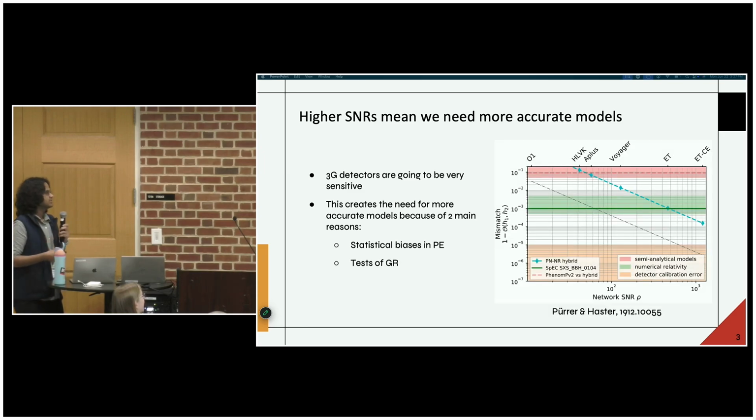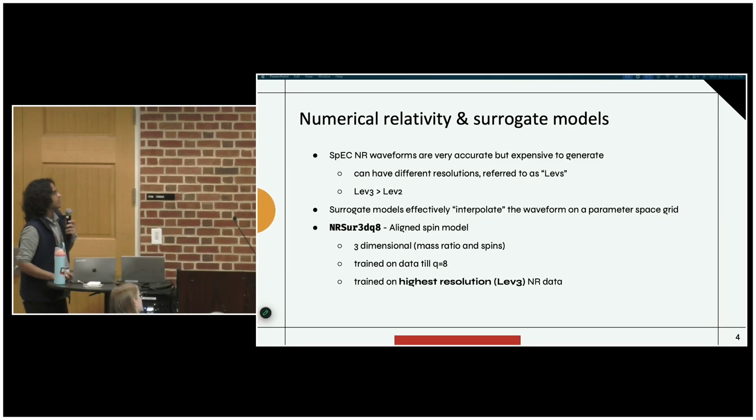The second one has to do with this plot from Purrer and Haster that makes a lot of NR people very nervous, because it essentially says that for these models to be usable, we're going to need 6 to 7 digits of accuracy. Now 6 to 7 might sound a little excessive from a data analysis point of view, but the idea is that when we do tests of GR, we want to be very sure that any deviations we see are physical and not just because our waveform models aren't accurate enough. With that as the motivation, here's what we did.